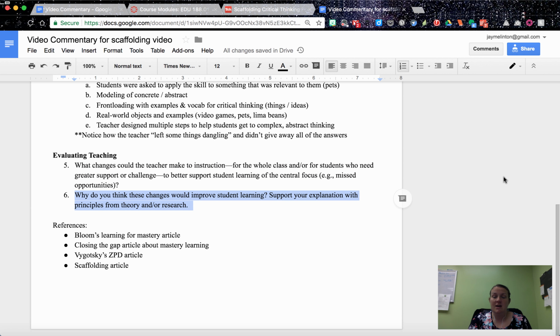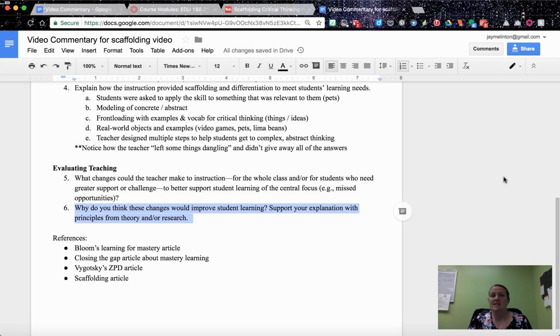And then here in number 6, you'll bring in ideas from those readings, from your guided notes or from your theorist presentations to justify those changes. Why should the teacher make those changes? Which researchers and theorists would support that idea?